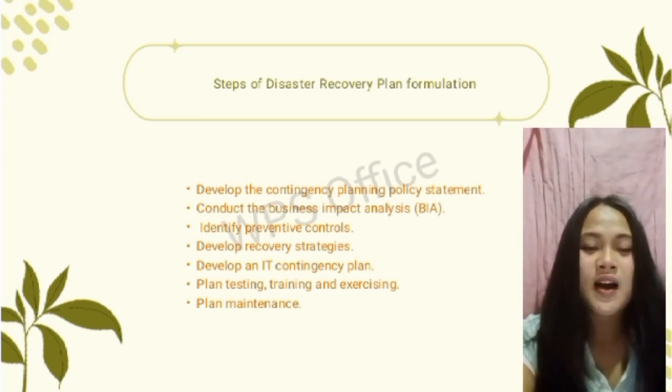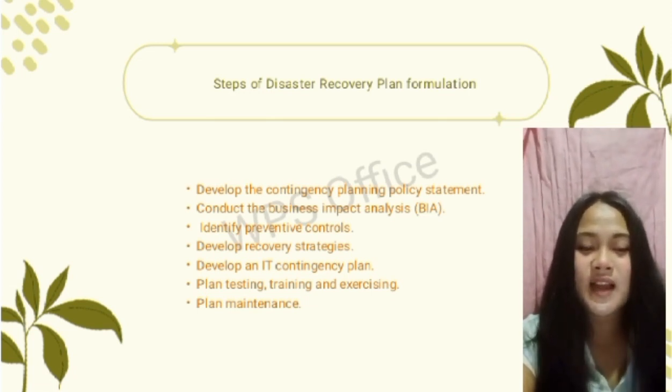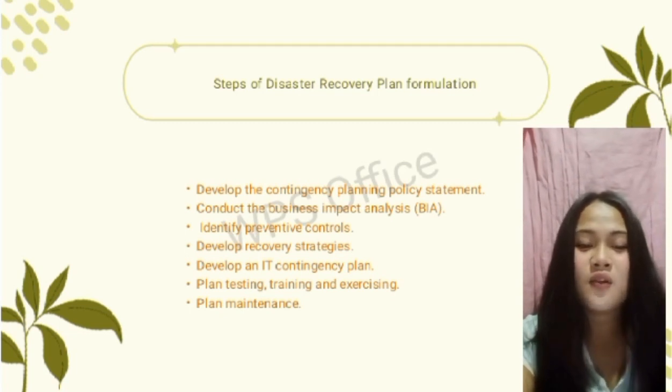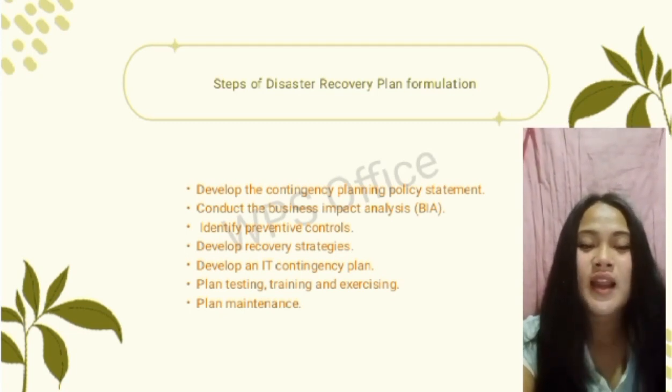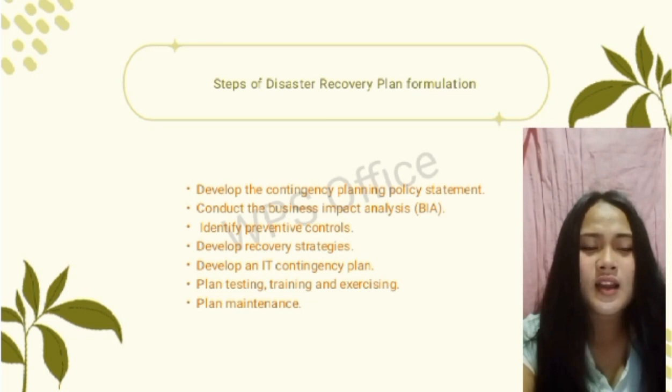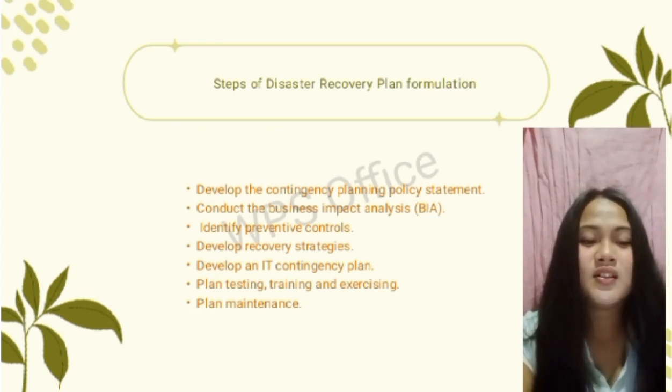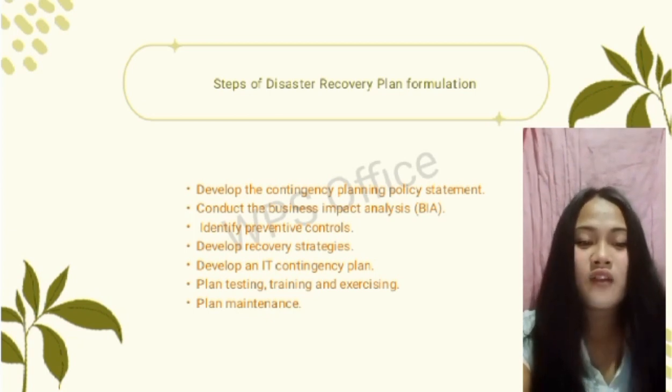Number 2. Conduct the Business Impact Analysis, or BIA. The Business Impact Analysis helps to identify and prioritize critical IT systems and components. Number 3. Identify preventive controls. These are measures that reduce the effects of system disruptions and can increase system availability and reduce contingency lifecycle costs. Number 4. Develop recovery strategies.